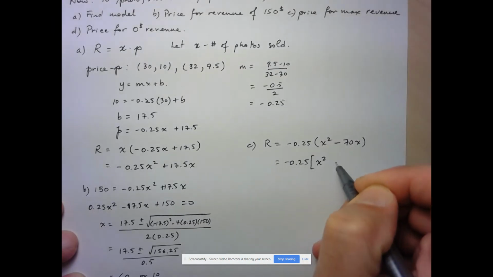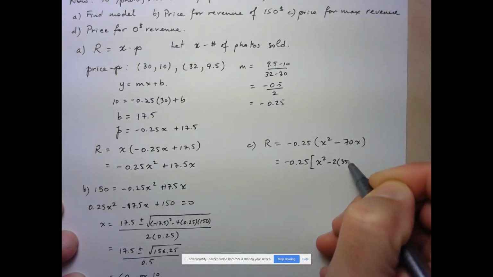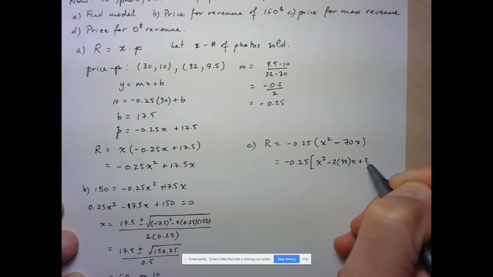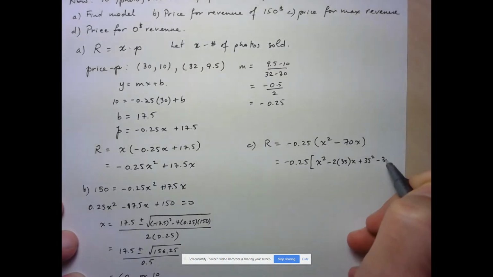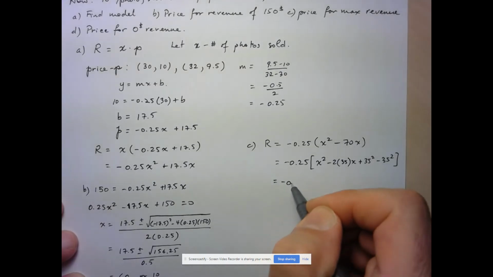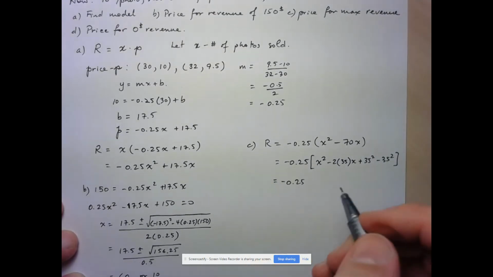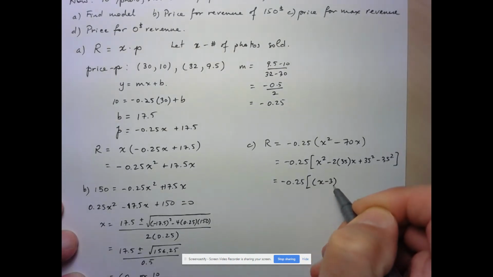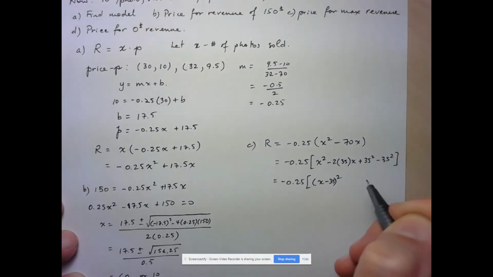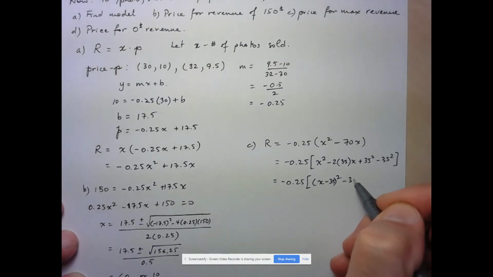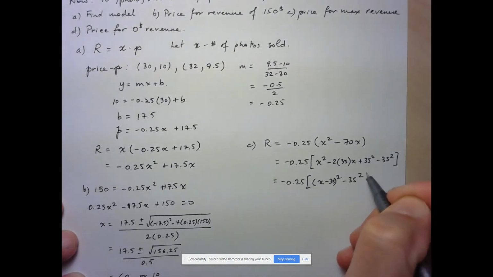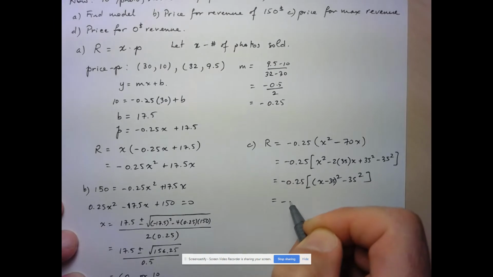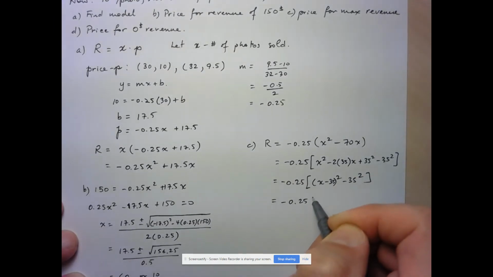So it's x squared minus 2 times, this is going to be 35, so I'm going to add 35 squared and subtract 35 squared. Okay, so here, negative 0.25. Okay, so I'm going to end up with x minus 35 squared, and then here minus 35 squared. Okay, so now I distribute the negative 0.25.